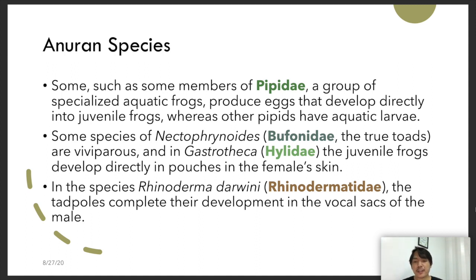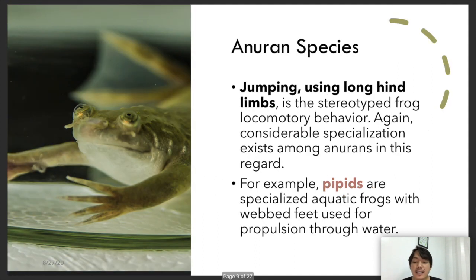For the Anuran species, jumping using the long hind limbs is the stereotype of locomotory behavior. Again, considerable specialization occurs in Anurans in this regard. For example, pipids are specialized aquatic frogs with webbed feet used for propulsion through water. The same thing with ducks. If you look at the feet of the duck, they have this webbed formation.